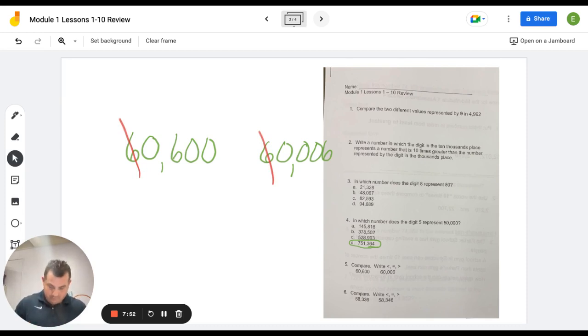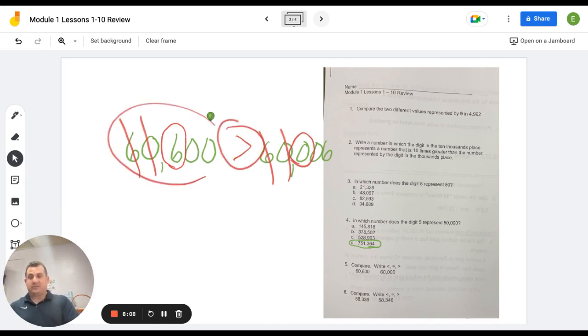Sorry. We both have a 0 in the thousands place. So now I move, I have 600s here, and I have 0 here. So this 60,600 is greater than 60,006. We're going from our greatest place value to the right when we're comparing.